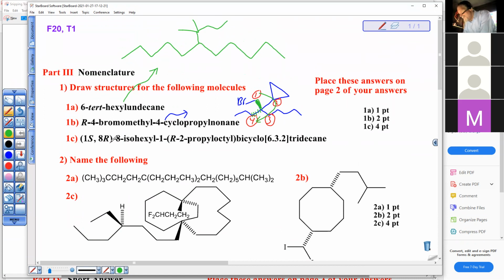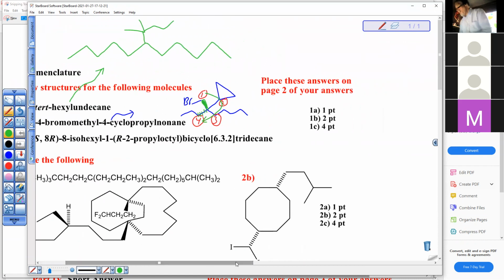Wow, we got this monster here. It's got bicyclo 632 tridecane at the end. How do I always start my bicyclos? I start by drawing 2 dots. Let's have this one wander over here. Start by drawing 2 dots. Horizontal, vertical, I don't care.